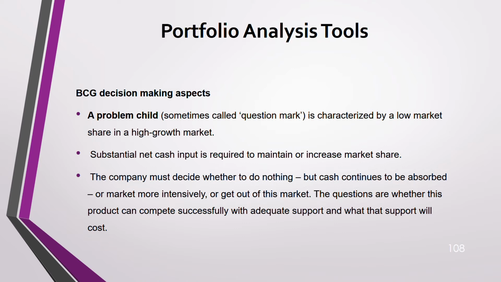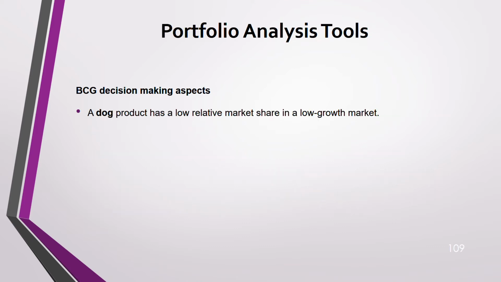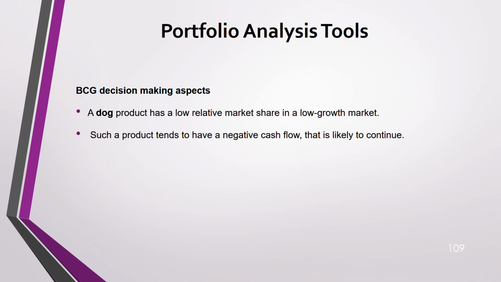But the question is whether this product can compete successfully. Even if you give them the support, can they compete successfully? And what that support will cost also depends. Then we are moving on to the last category, that is the dog. Low market share, low growth. They tend to have negative cash flow. That is understood.